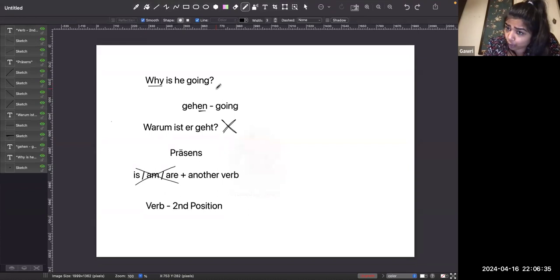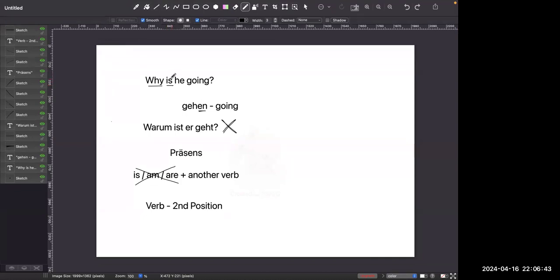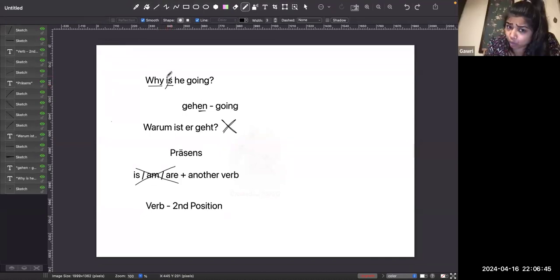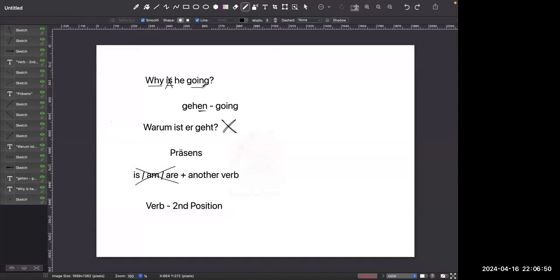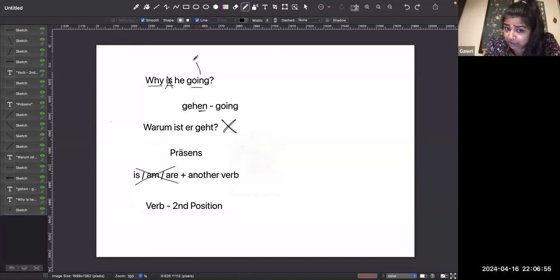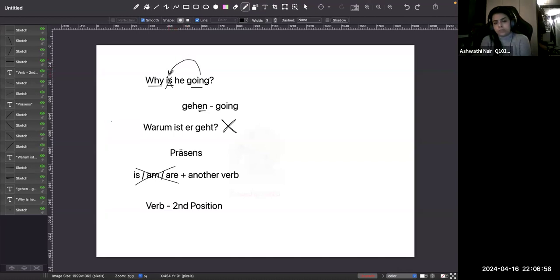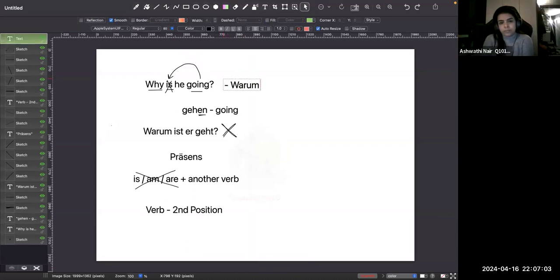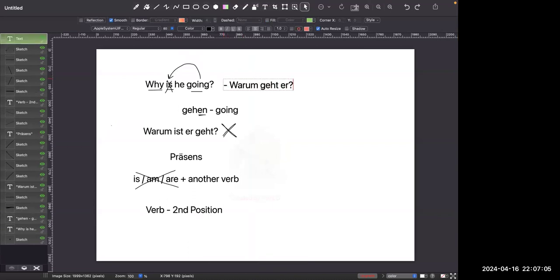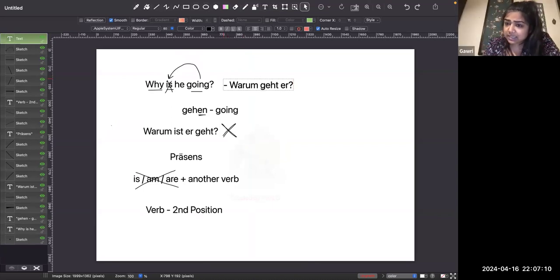Why is he going? Here, will we use is or will we remove is from the sentence? Remove. Why will we remove is? Because that is a golden rule. Another verb is coming. There is another verb in the sentence, going. And this other verb will come to which position? Second position. So what will be the sentence? Warum geht er? This is the sentence. Warum geht er?